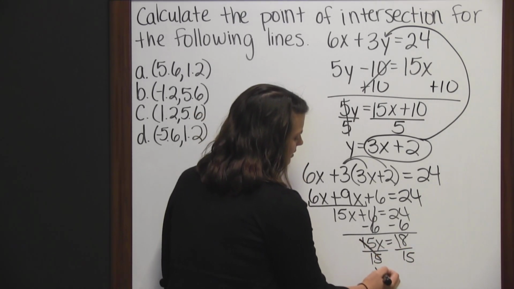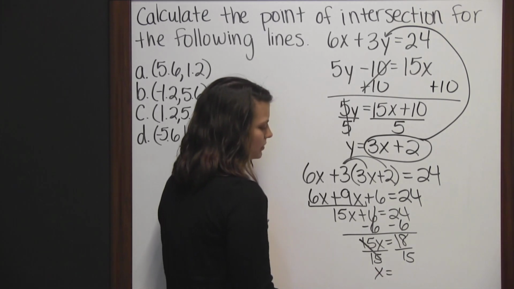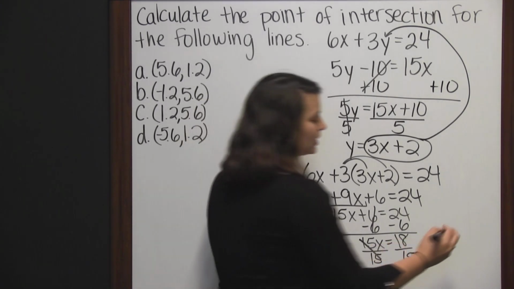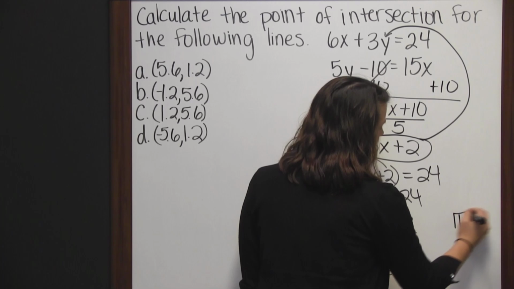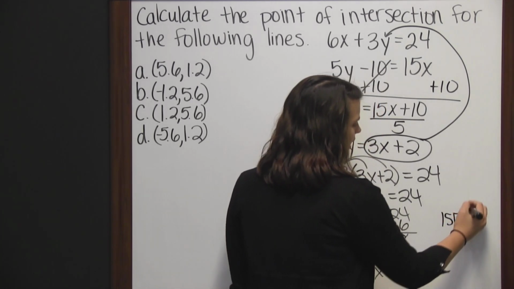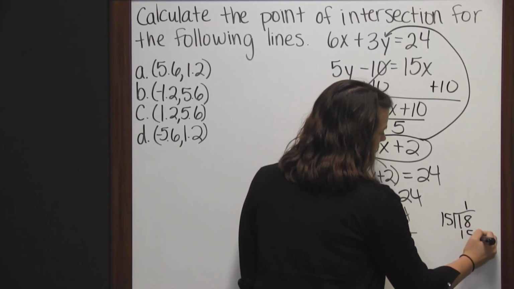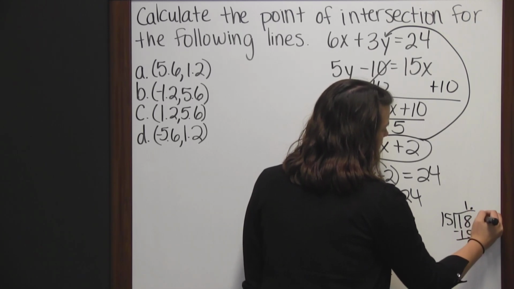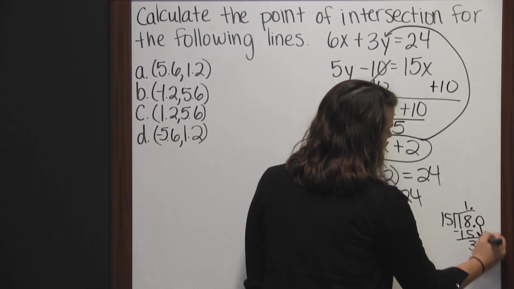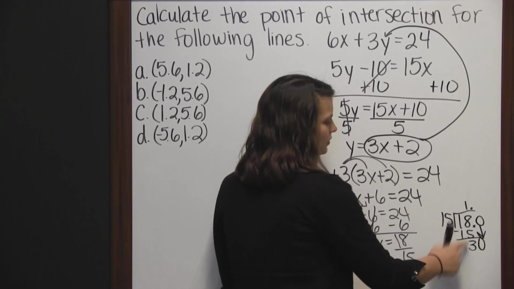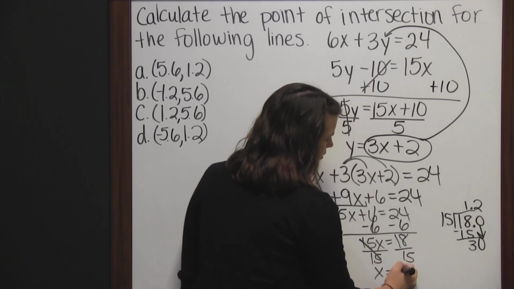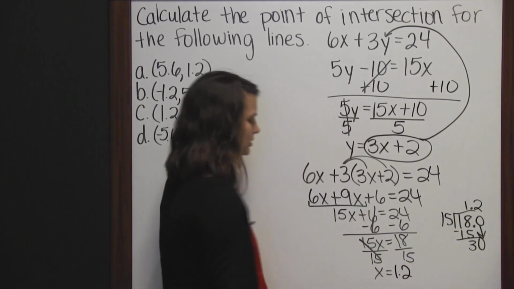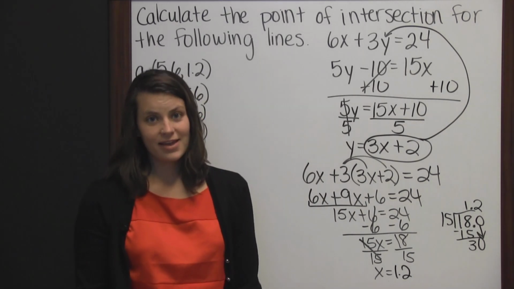That's 1 times x is x equals 18 divided by 15. We can do that right over here. 15 goes into 18 one time. That's 15. Subtract and you get 3. Add a decimal and a 0. Bring it down. And 15 goes into 30 2 times. So 1 2/10. Now we're halfway there.